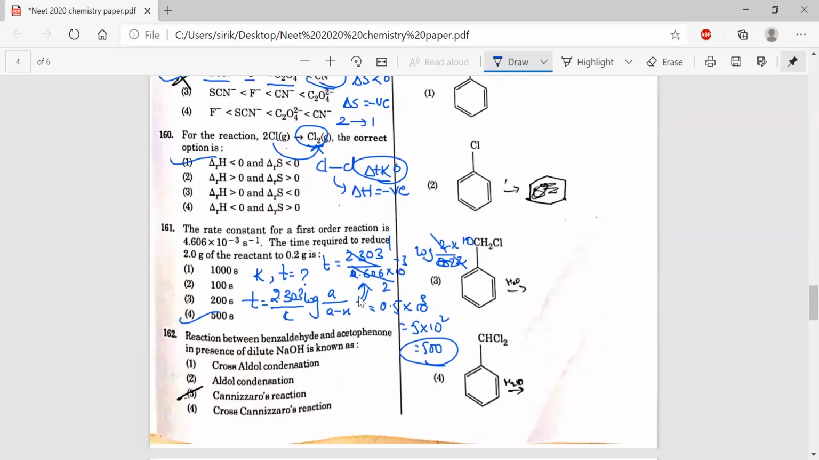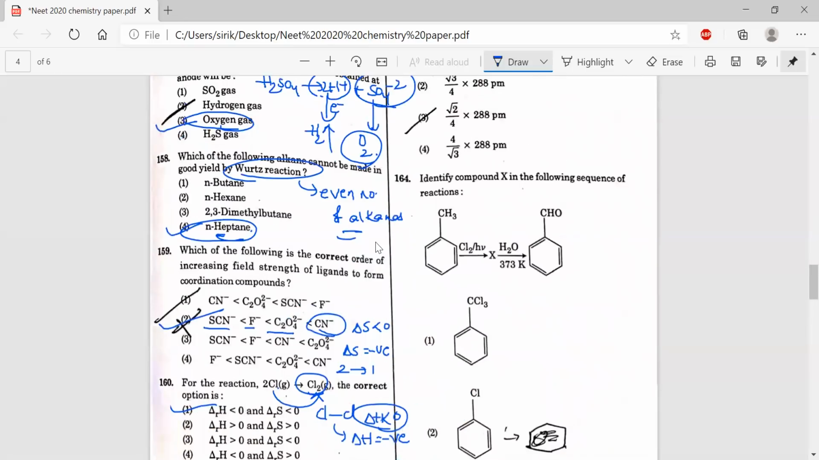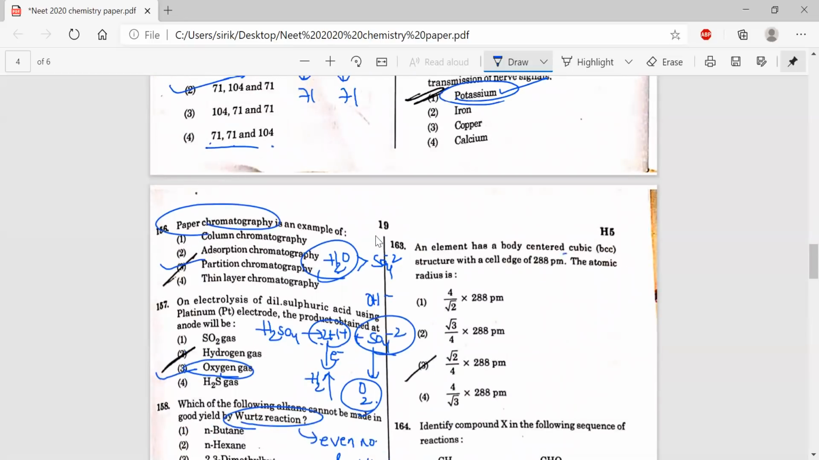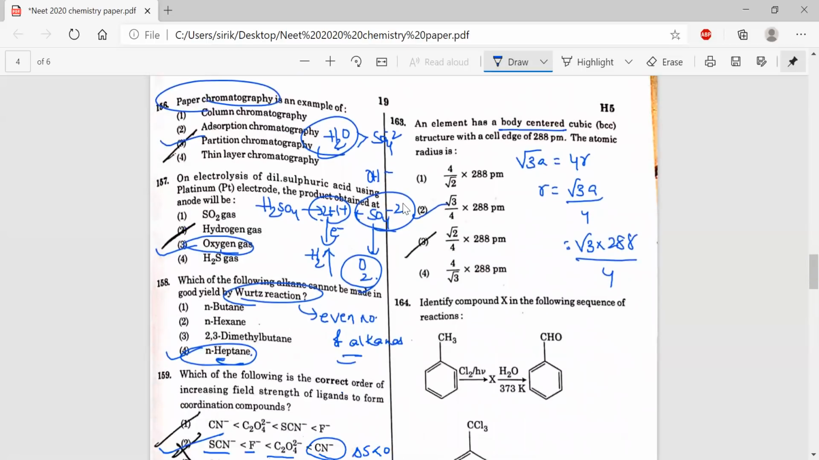Option 4. Reaction between benzaldehyde and acetophenone. Benzaldehyde has no alpha hydrogens, and acetophenone has alpha hydrogens, and this is a cross aldol condensation. Option 1. And question number 163, BCC is given. Root 3 a equal to 4r is the relation. We want the atomic radius r, so root 3 a by 4, and root 3 into the a value is 288 by 4. So our option is root 3 by 4 into 288. This is the correct option.